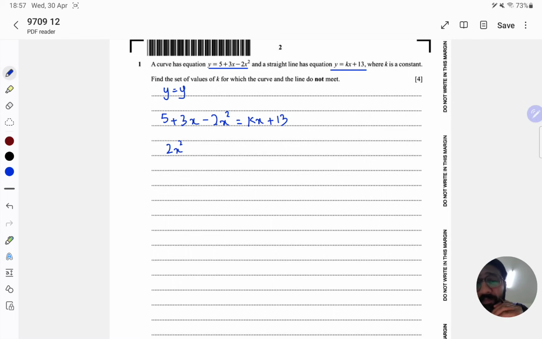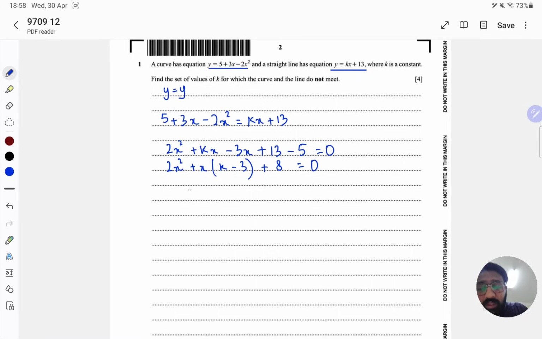2x square plus kx minus 3x plus 13 minus 5 equals 0, and for further simplification it will be 2x square plus x bracket k minus 3 plus 8 equals 0.